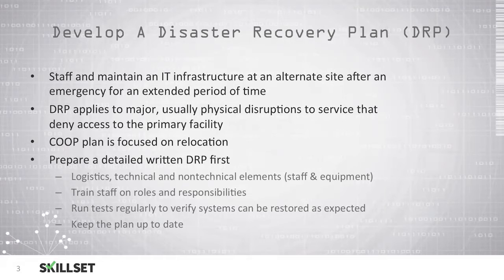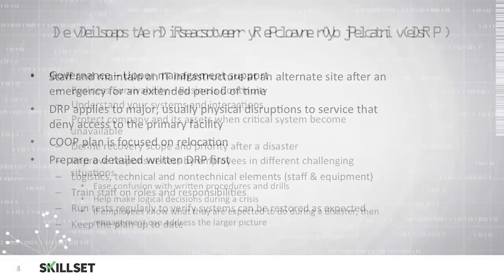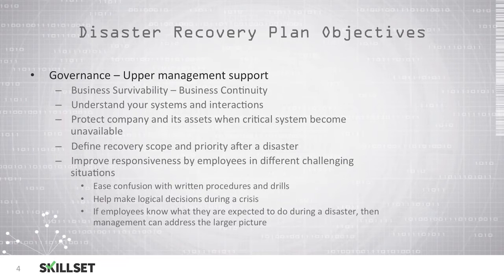All of your employees need to be trained on what their roles and responsibilities are when an incident occurs, and you should make sure that you test the plan regularly to verify that your systems will be restored as expected and that they'll be able to come online and take care of your business and make sure everything's up and running. It is also important to make sure that your plan is kept up to date as you add new systems, new employees, or new locations. Basically, any modifications made to your business need to be included in the disaster recovery plan in case an emergency occurs. Your disaster recovery plan should have upper management support in order to have good governance.